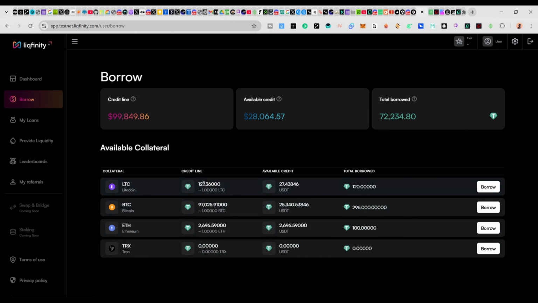You have one Litecoin, one Bitcoin, one Ethereum, and then for the available credits, this is what I have, because I think I borrowed 120 already. I haven't paid that back. And for the available credits for Bitcoin, I have over $25,000 left, and I have borrowed $296,000. And then for the Ethereum, this is the available credit, and I borrowed just $100. Now all of this is calculated in USDT, and this is the total borrowed, $72,000 plus.